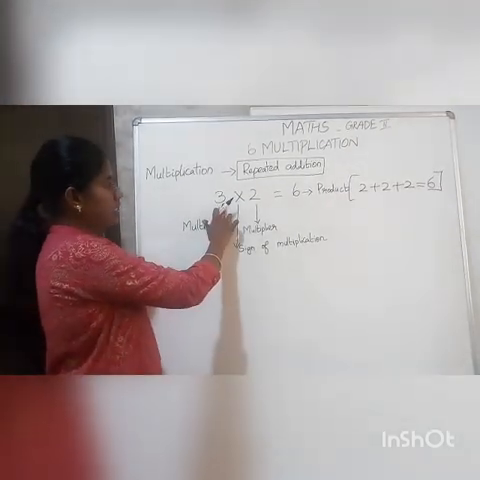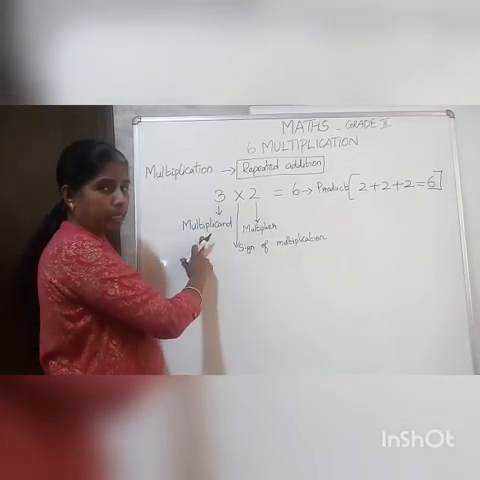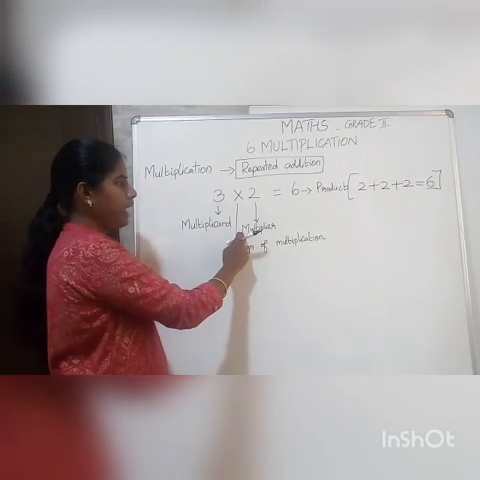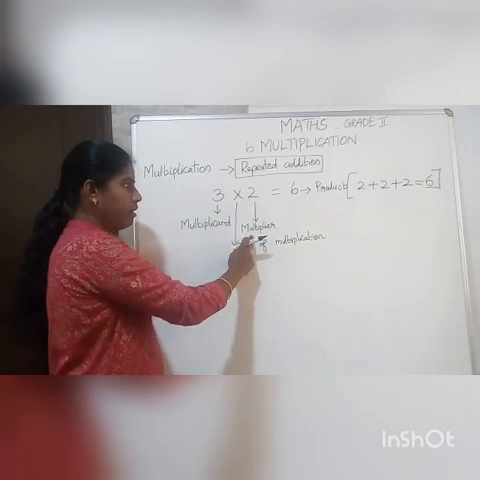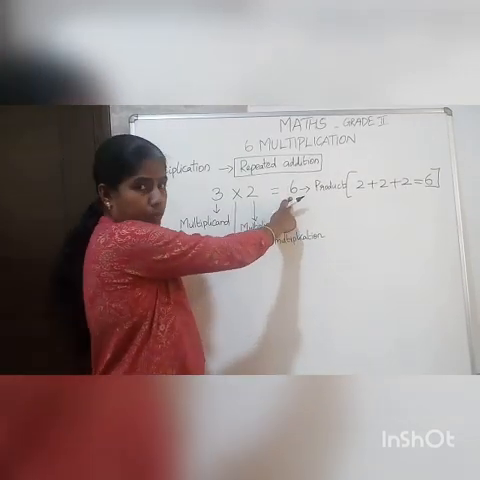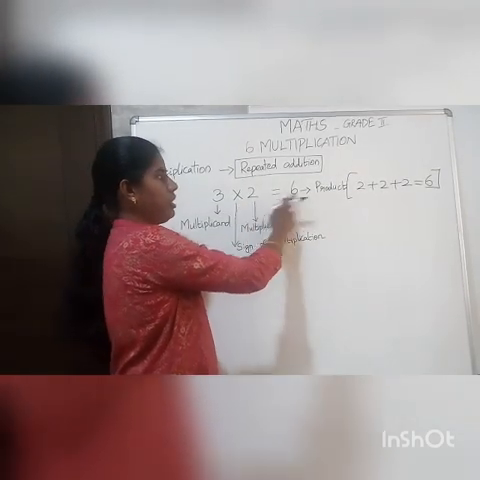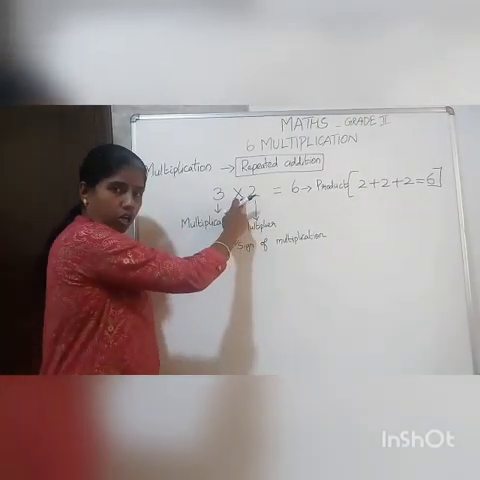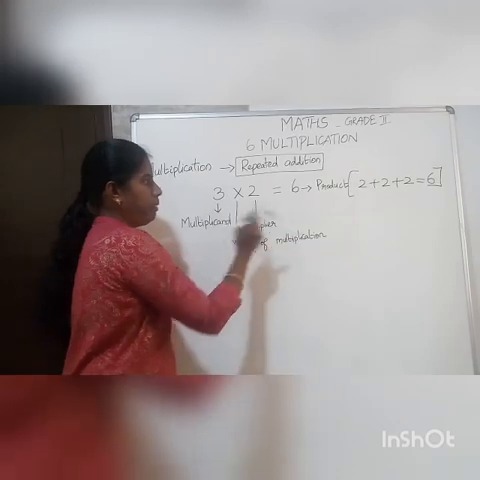So the number which is being multiplied is called the multiplicand, the number with which the multiplicand is multiplied is called the multiplier, and the answer that we get after doing multiplication is called the product. And this X or cross is the sign of multiplication.